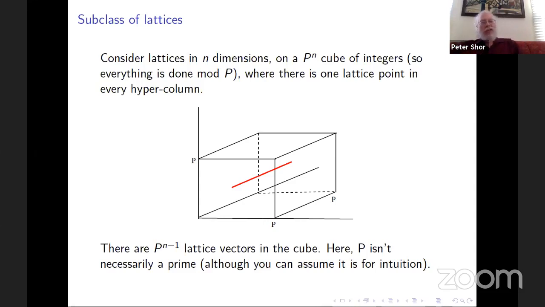So consider lattices in n dimensions on a p to the n cube of integers. So everything is done mod p, where there's exactly one lattice point in each hypercolumn. So that red line will have one lattice point on it. Then there are going to be p to the n minus 1 lattice vectors in a cube. And here p isn't necessarily prime, although you can assume it is for the intuition.